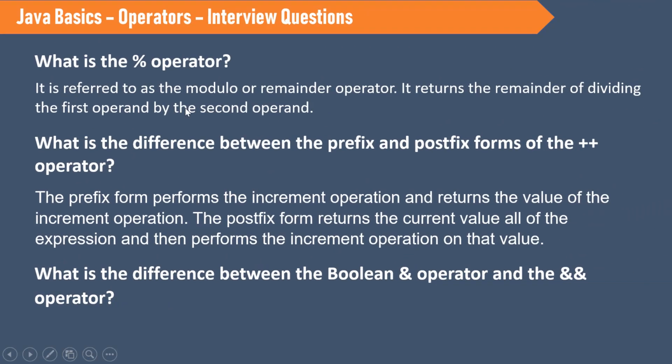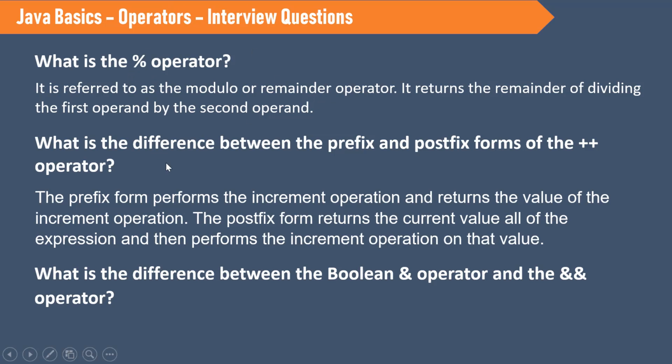So the first question is, what is the percentage symbol operator? It is referred to as the modulo or remainder operator. It returns the remainder of dividing the first operand by the second operand. It just returns the remainder. Suppose you are dividing 5 by 2. The remainder is 1. So it returns that remainder. That's why it's called a modulo or remainder operator.